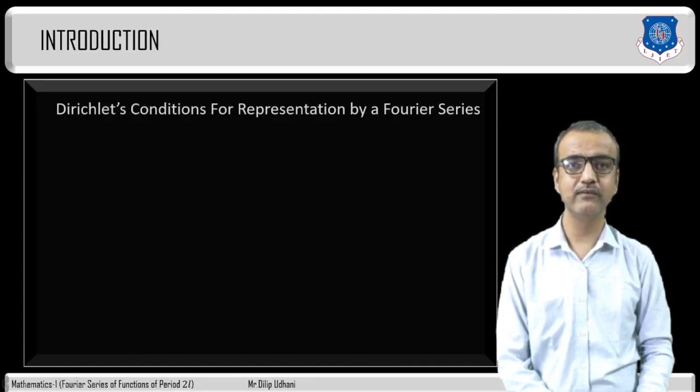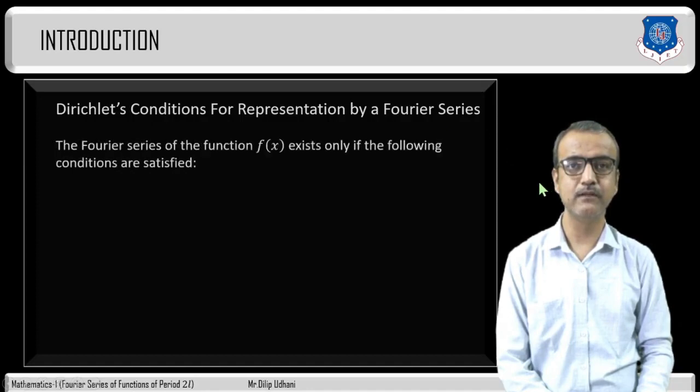First of all, we will see Dirichlet's conditions for representation by a Fourier series. So what are the Dirichlet's conditions? With the help of Dirichlet's conditions, we can see whether the Fourier series of the given function will exist or not. The Fourier series of the function f(x) exists only if the following conditions are satisfied.